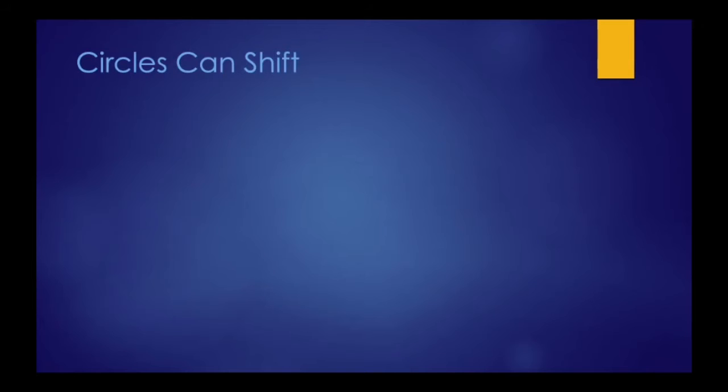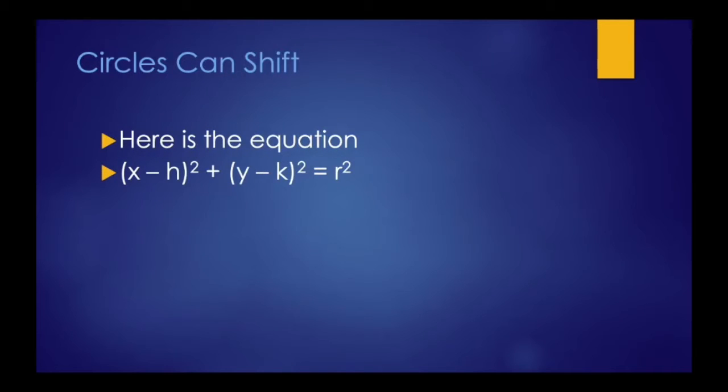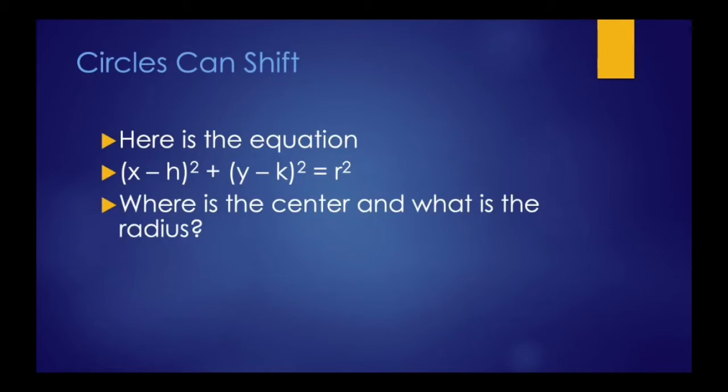Our circles can shift. They can shift up, down, left, and right, just like our parabolas did. So here's the equation for the shift. I want you to notice that we have an h and a k like we've had all along. That center is at h comma k for this one.